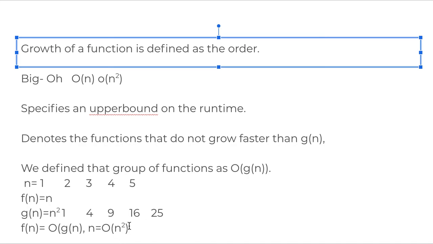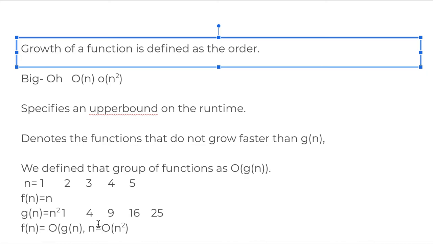So that way you can say that it's just a group of functions that will fit in O of n squared. Now this equal to is actually equivalent to saying it is in the set of those functions that do not grow faster than n squared, right?